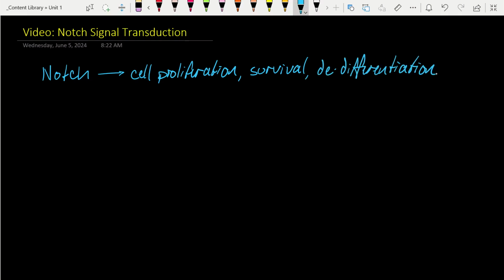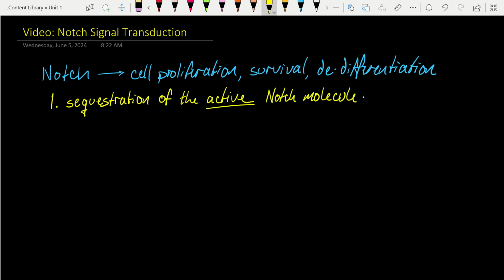And as we explore this pathway, there's a couple of concepts that I'd like you to consider regarding notch signaling. The first one is sequestration of the active notch molecule. Of course, to sequester simply means to isolate or to hide away. The second is that notch is involved in direct cell-to-cell signaling. In other words, typically for this pathway to become activated, two cells have to physically touch each other.